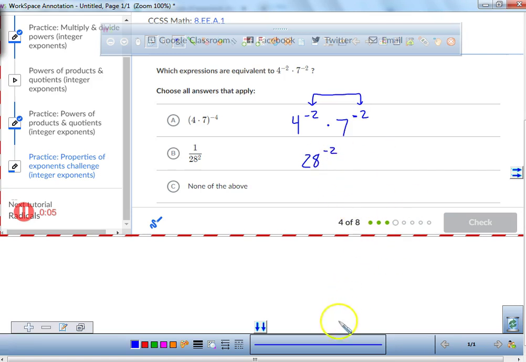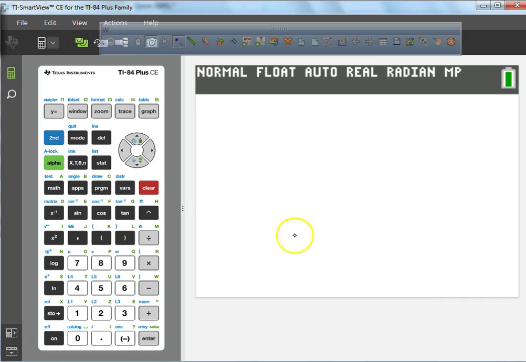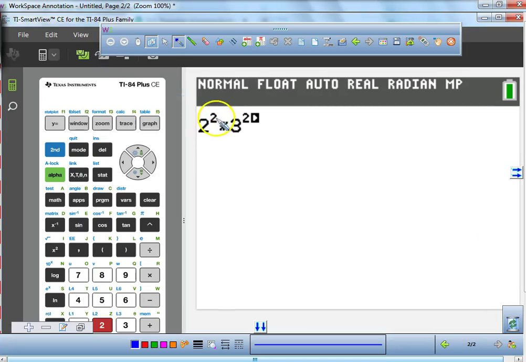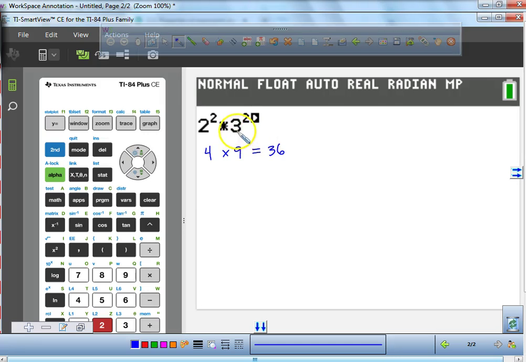Now we're going to do it in the calculator so you guys can see what's happening. Okay? So if I have, let's say, 2 to the power of 2, just an example, times 3 to the power of 2. These exponents are the same. We already know what 2 squared is, right? 2 squared is 4. 3 squared is 9. So we should get a total of 36. We press enter.